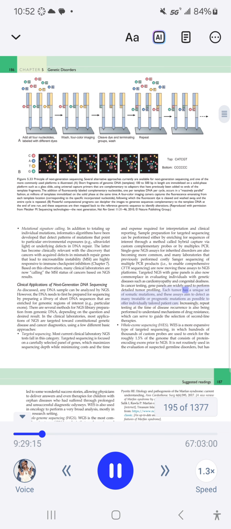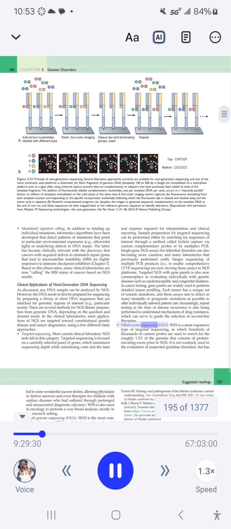Each tumor has a unique set of somatic mutations, and these assays aim to detect as many treatable or prognostic mutations as possible to offer individually tailored patient care. Increasingly, repeat testing at the time of disease recurrence is also being performed to understand mechanisms of drug resistance, which can serve to guide the selection of second-line therapies.